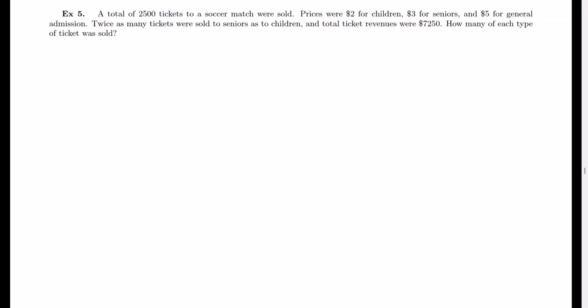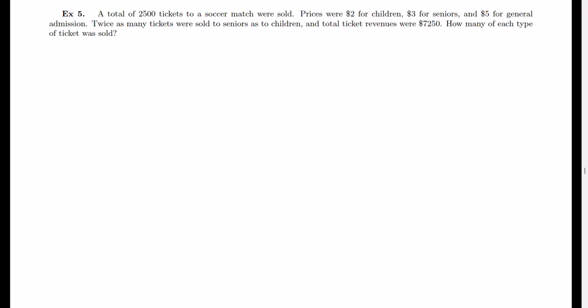So reading this example 5, it says a total of 2,500 tickets to a soccer match were sold. Prices were $2 for the children, $3 for the seniors, and $5 for the general admission. We are told that twice as many tickets were sold to seniors as to children, and the total ticket revenue was $7,250. The question is, how many of each type of ticket was sold?